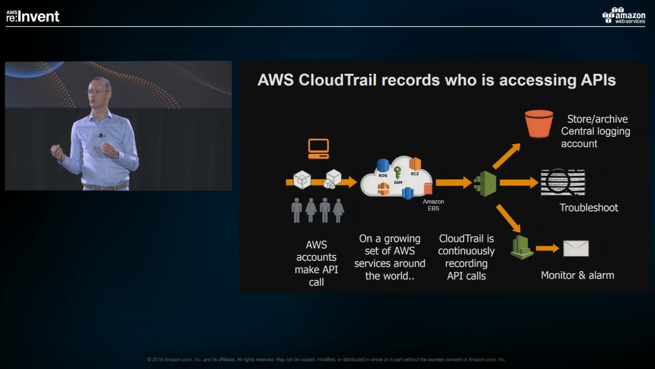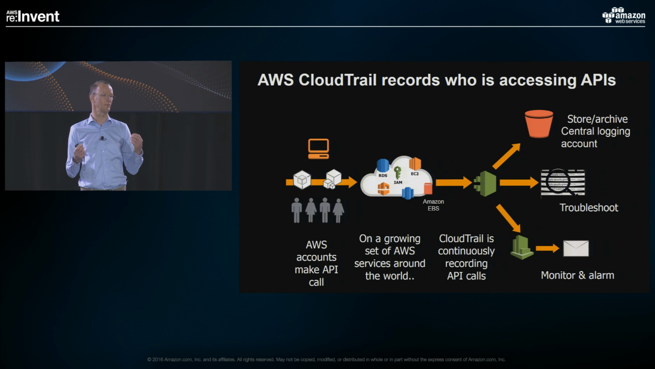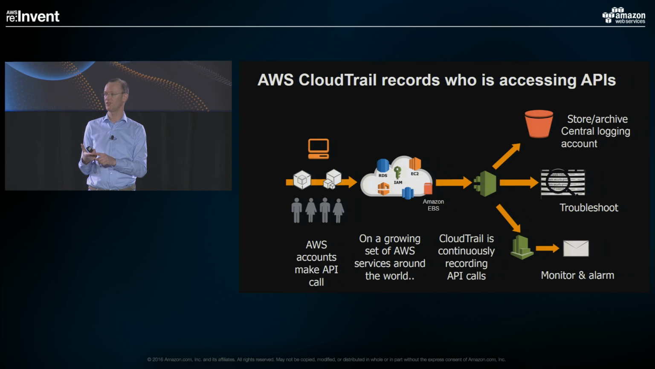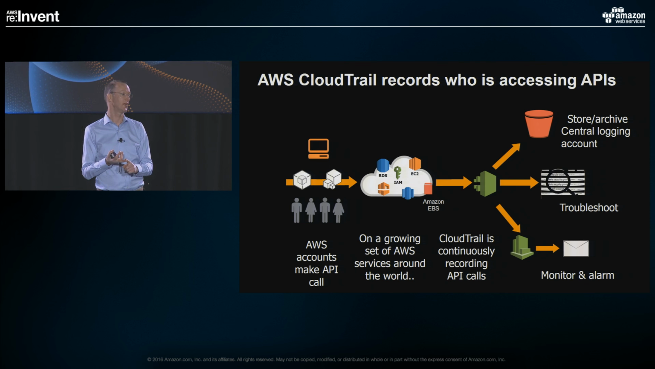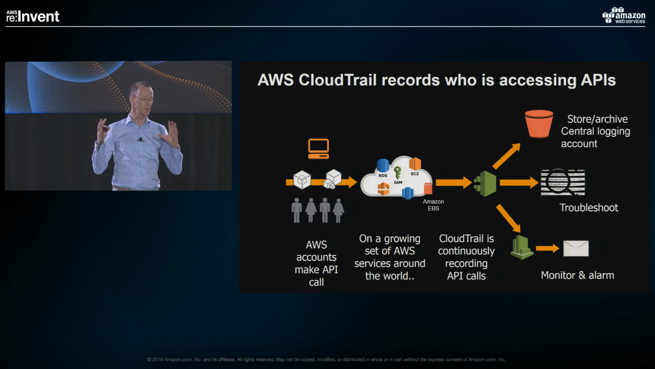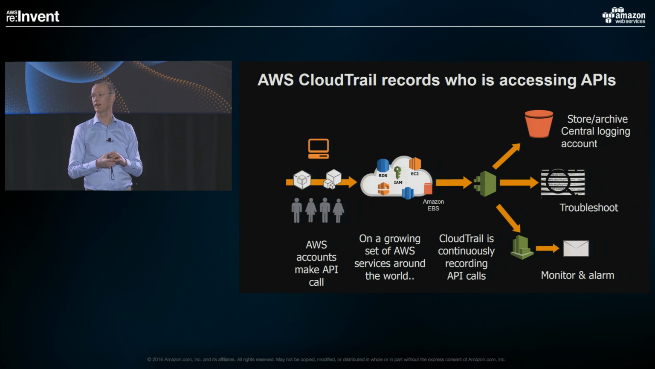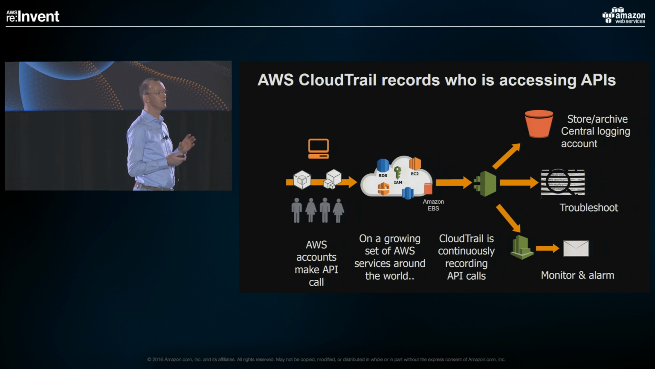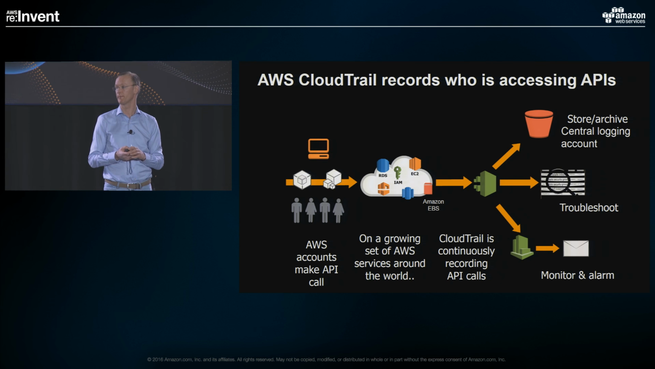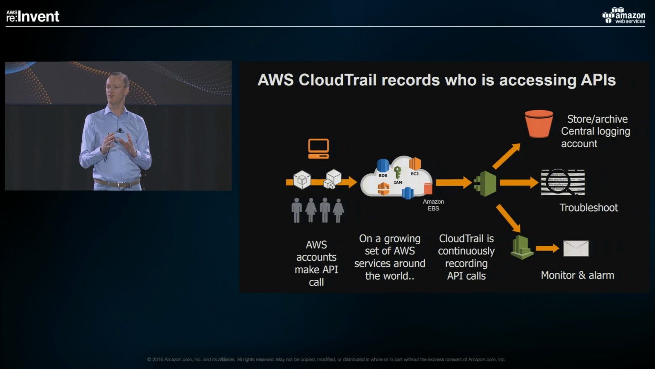CloudTrail logs your API calls, and the API calls can originate from a person on the console, from the CLI, or from direct API calls. These are logged, and remember we showed you earlier the central account for logging. They're logged in a central S3 bucket. There are a number of partner solutions available that you can use to do the analysis, and you can also use this to monitor and troubleshoot what's happening. So CloudTrail gives you insight into who is doing what on my AWS services.